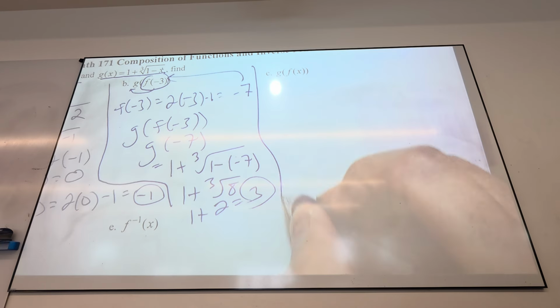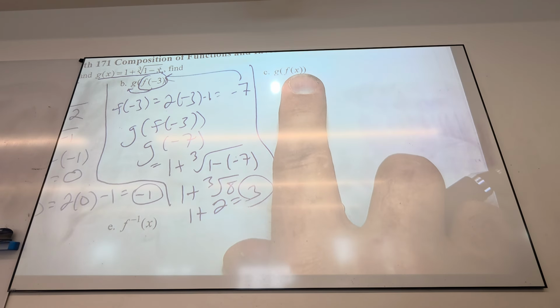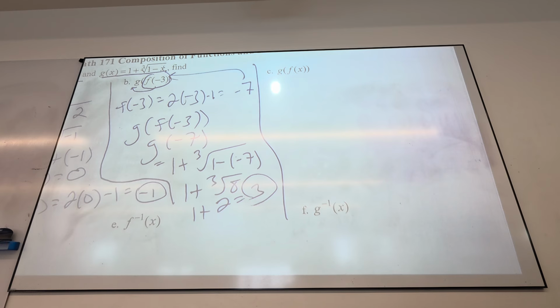Now what am I shoving in? Now I gotta use the x. I don't have a number, correct? But what is f of x? 2x minus 1. So now I know what I'm putting in where. I'm putting 2x minus 1 into g. And what is the g function? 1 plus the cube root of 1 minus stuff. And what's the stuff?